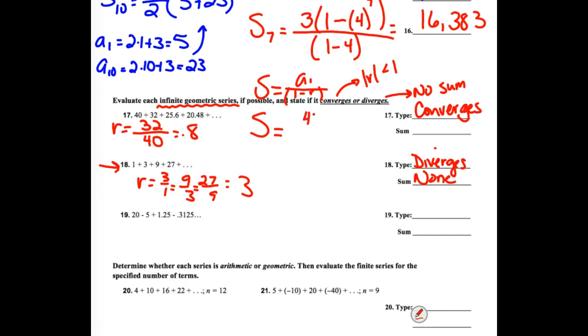Our first term is 40. We're dividing by 1 minus 8/10. What's 1 minus 8/10? 2/10. 40 divided by 2/10. What's 40 divided by 2? 20. Okay. What's 40 divided by 2/10? Dividing by 2/10 is the same as multiplying by 10 halves, right? So we actually get 400 divided by 2, or 200.